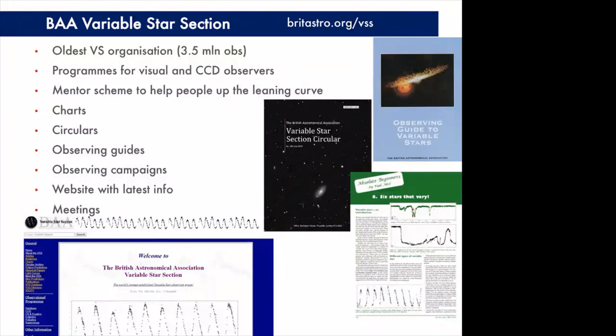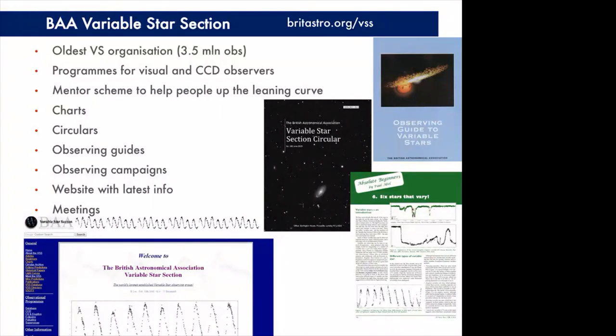From time to time we have an observing campaign where we ask observers to concentrate on a particular star for a period of time. In fact, we've just had one. The season has just come to an end. A star called U in the constellation of Leo. So U Leonis, it's a fairly faint system, around 14th magnitude. And we found it's been doing some rather unusual things, and we've been scratching our heads as to what's going on.